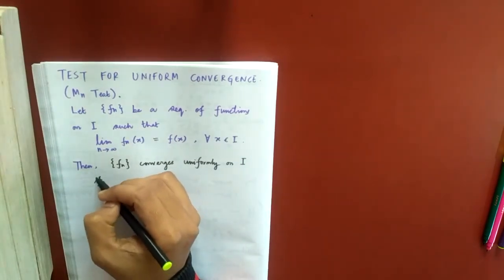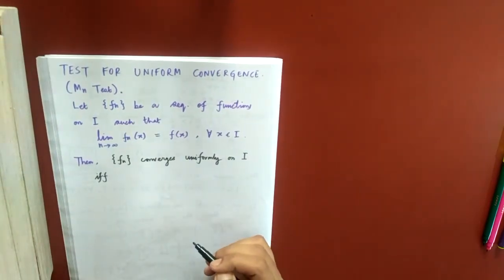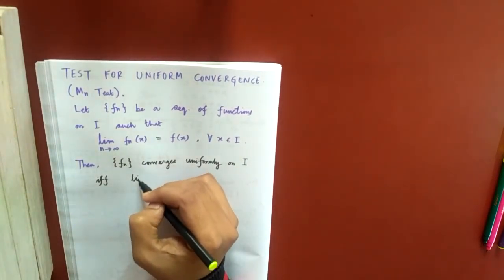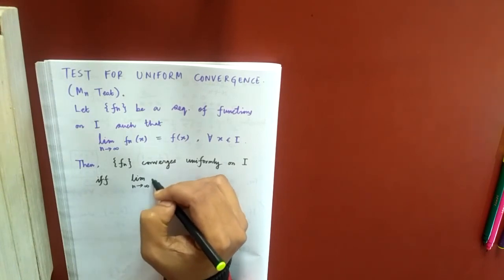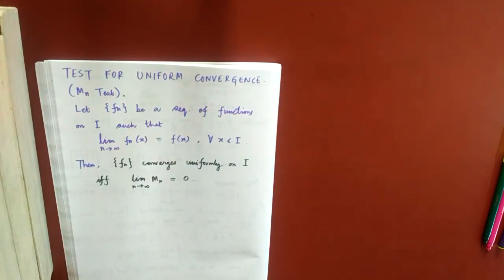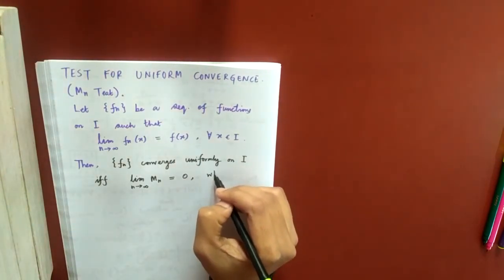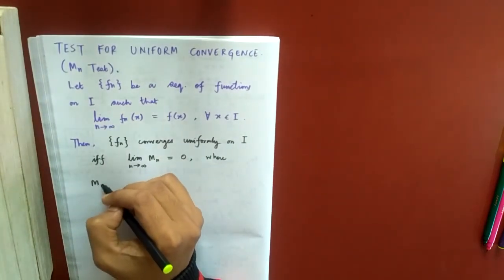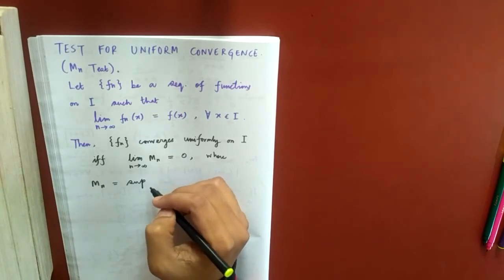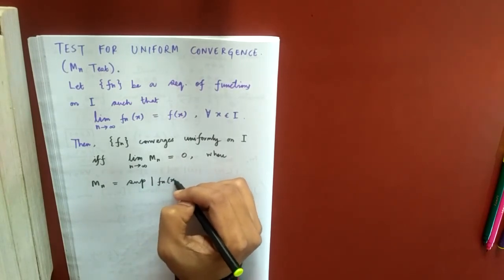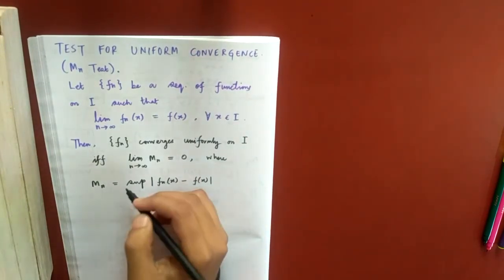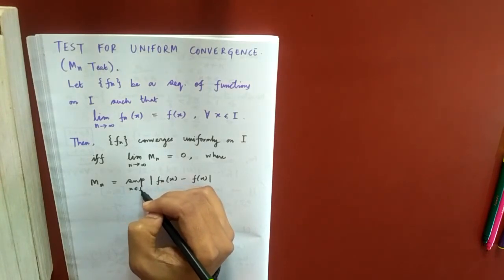if and only if. So this is a very strong thing because it gives you a necessary and sufficient condition. If and only if the limit as n tends to infinity of Mn is 0. What is Mn? Where Mn equals the supremum of modulus of fn(x) minus f(x), and the supremum is taken over x in I. I will explain it to you.